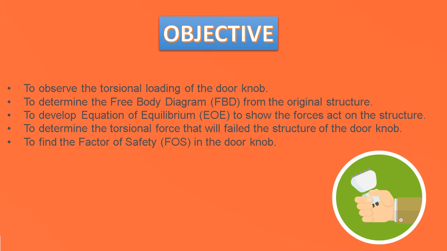Our objective in this mini project is first to observe the torsional loading of the doorknob, second to determine the free body diagram from the original structure, third to develop equation of equilibrium to show the forces that act on the structure, fourth to determine the torsional force that will fail the structure of the doorknob, and finally to find the factor of safety in the doorknob.